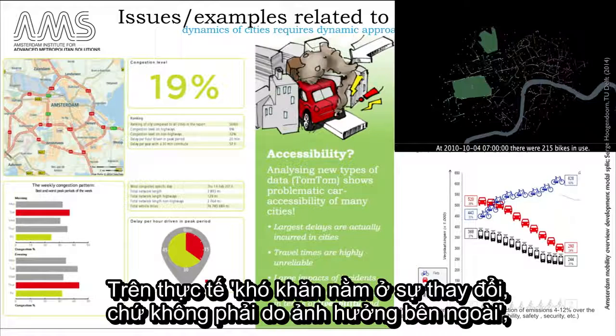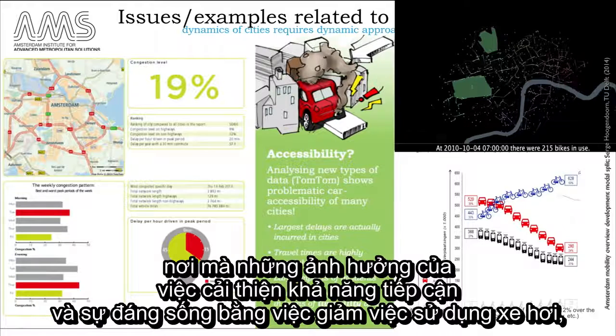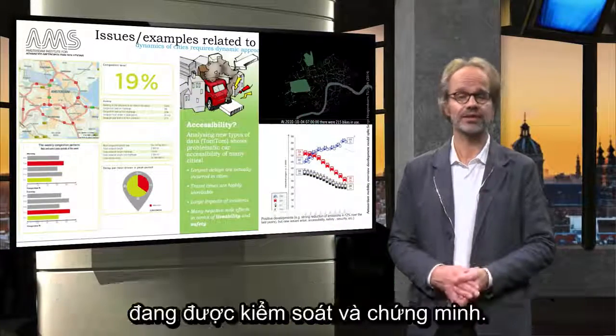In fact, the pain is in the change, not in the outcome. In the images shown here, we see an overview regarding the city of Amsterdam, where the effects of measures to improve accessibility and livability by reducing car use and increase more sustainable alternatives, like for instance bicycle use, are monitored and shown.